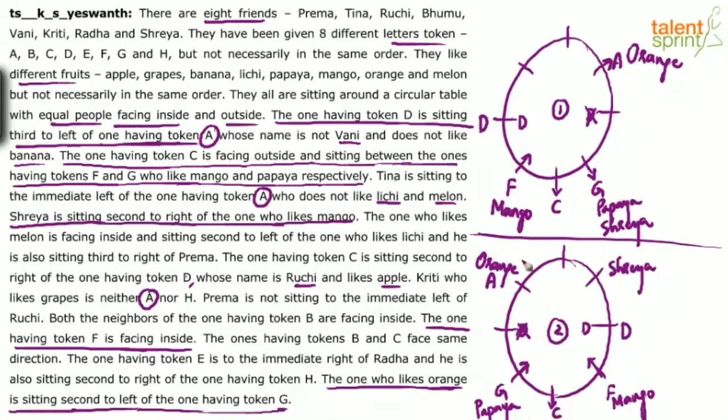D is third to the left of A. Now left of A this time, first, second, third is clockwise of A. When is left clockwise? Only when the person is facing center. So according to case 2, A is facing center.